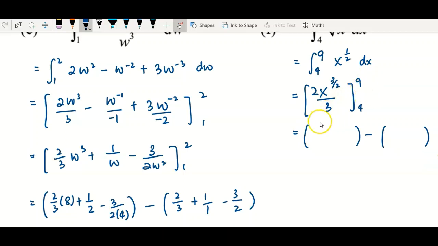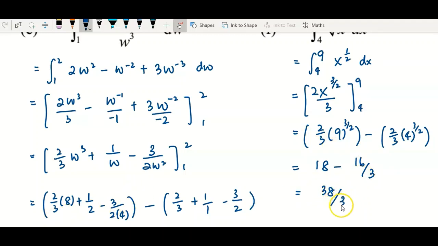So you have 2 over 3 multiplied by 9 power of 3 over 2 by substituting the 9 inside, minus substituting 4 inside, you got 2 over 3 multiplied by 4 power of 3 over 2. Here I have 18 for the first term. Second, I have 16 over 3. 18 minus 16 over 3, got the 38 over 12.